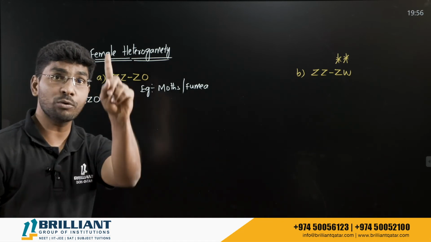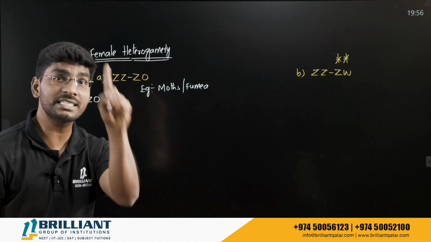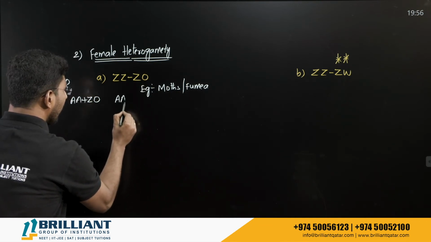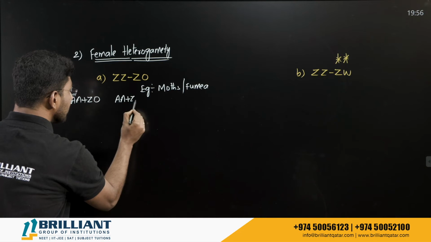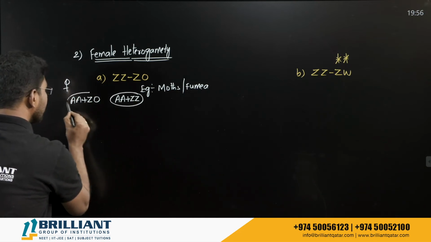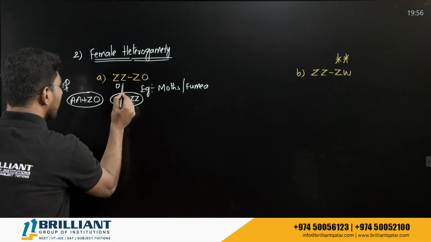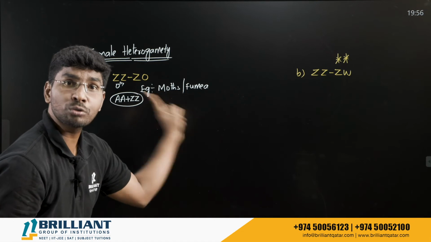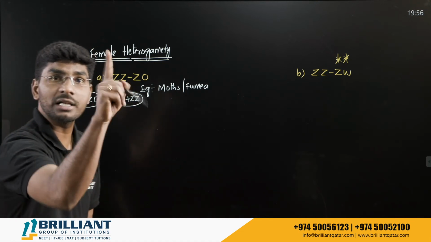Females have only one Z sex chromosome. Next, what about the male here? A plus ZZ this time. I hope you're following me. This is male and this is female. Males are with two Z chromosomes, females are with one Z chromosome.